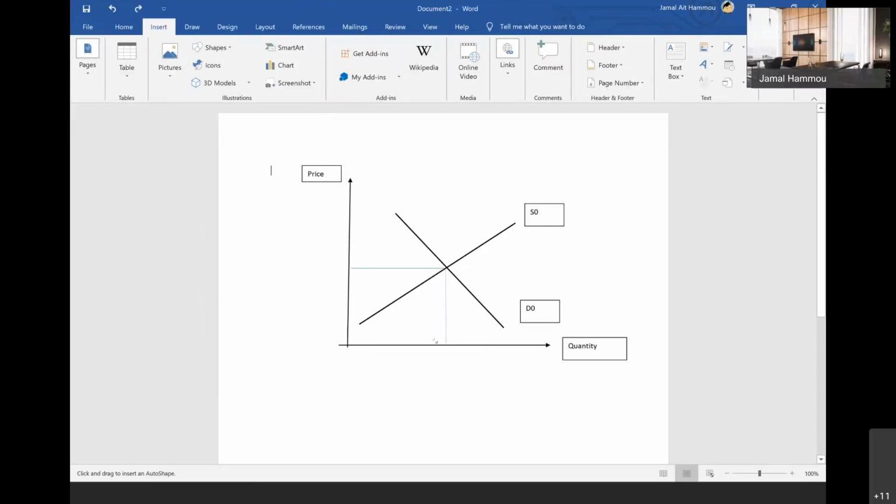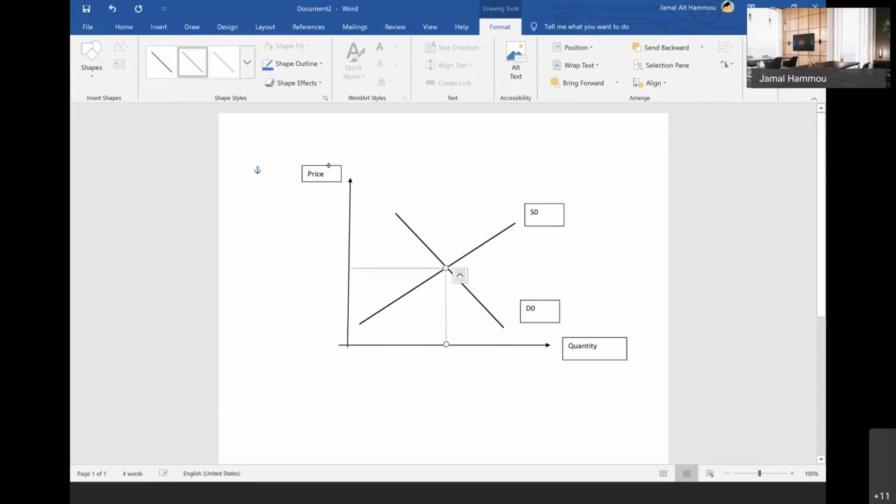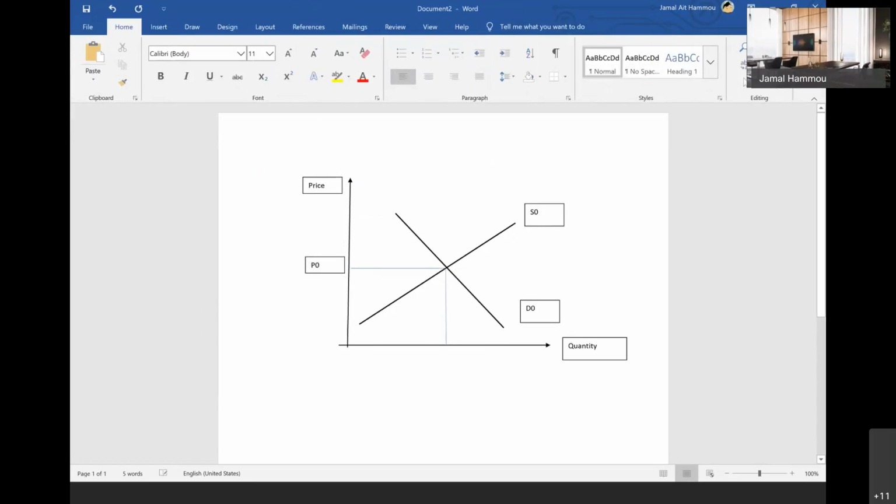Okay, so just do Q0 here, P0 and Q0. This is the equilibrium, PE1 or PE0, whatever you want to put, P0. And then I will put Q0 here. Okay, so that's the equilibrium. I put A or B or whatever you want to do.